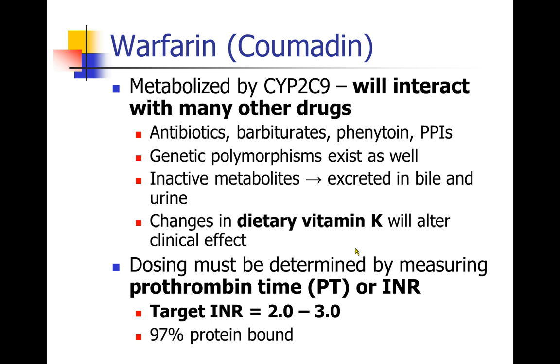So how do we know how much warfarin to dose patients? Usually we have to measure the prothrombin time, or the INR, with a target INR of 2 to 3, assuming that normal is somewhere around the range of 1. Warfarin is also 97% protein bound, so that's another factor that can make warfarin levels change unexpectedly.